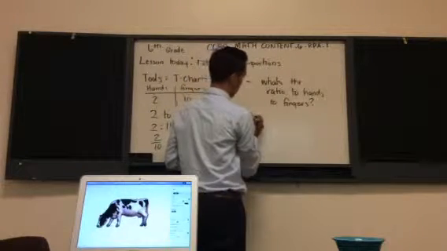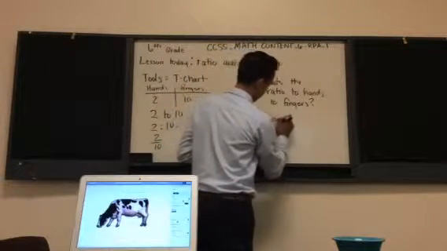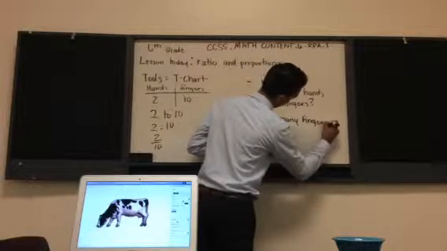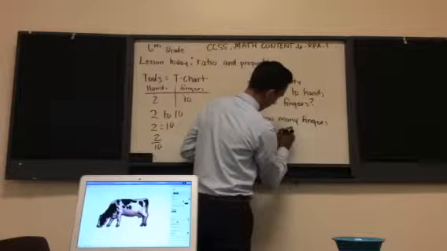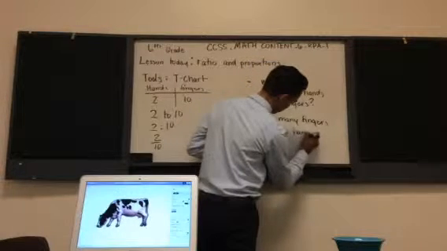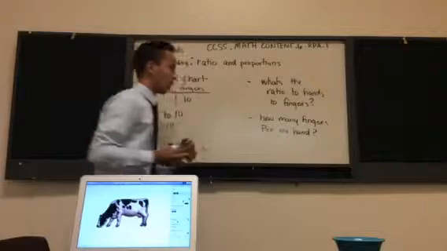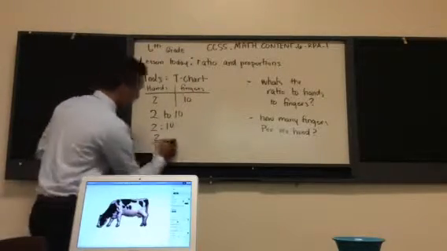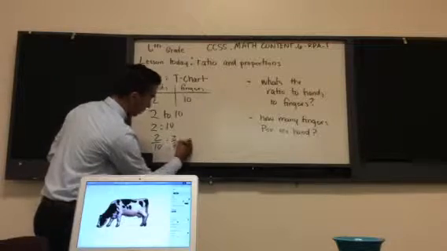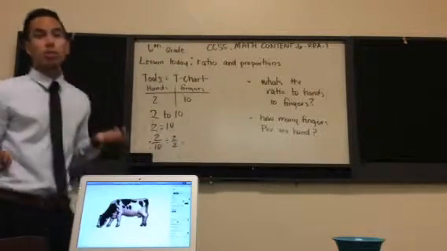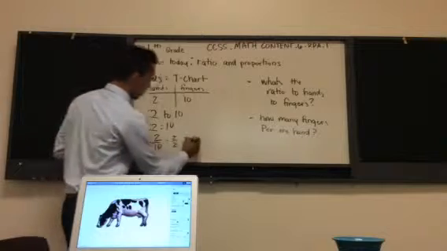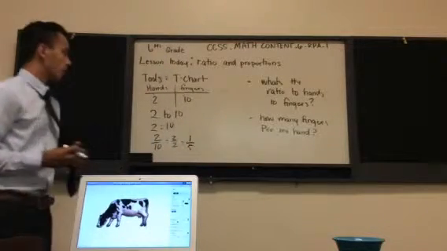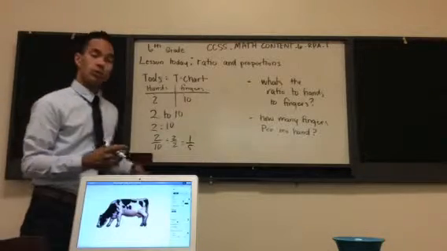This one is different. How many fingers per one hand would we write? Well, 2 over 10, and we can reduce that to make it easy. We can reduce by 2 because 2 goes into 2 one time. So we would say 1 over 5. Okay, so 1 hand per 5 fingers.